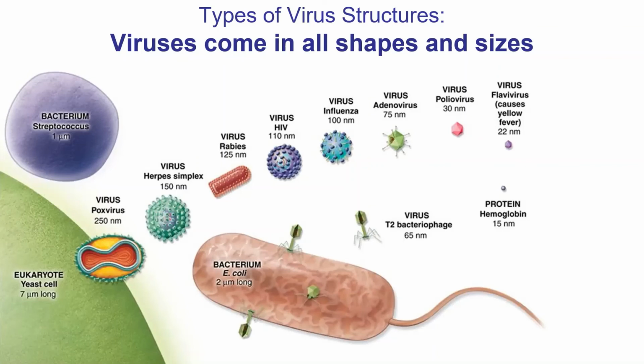You can see the smallest one there is a flavivirus. That would include the one that causes yellow fever, but also West Nile virus. It's very, very tiny, only a few times larger than hemoglobin.